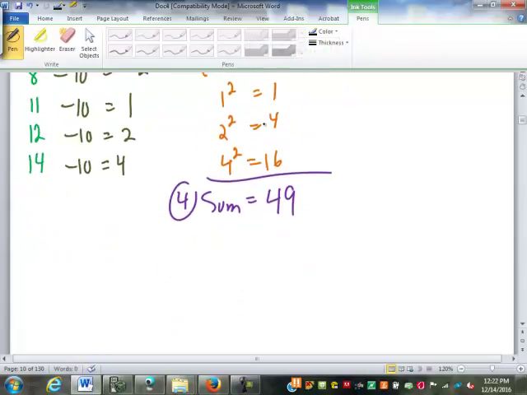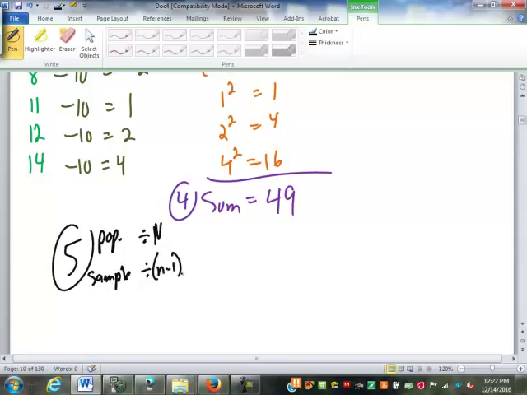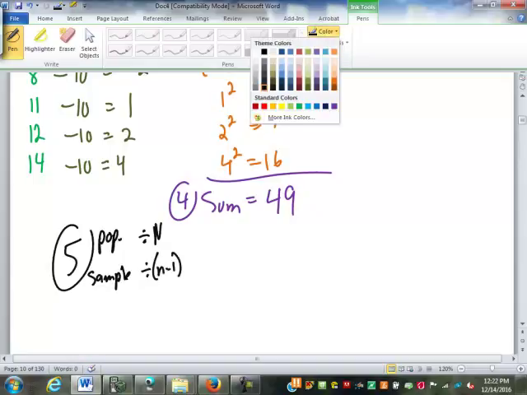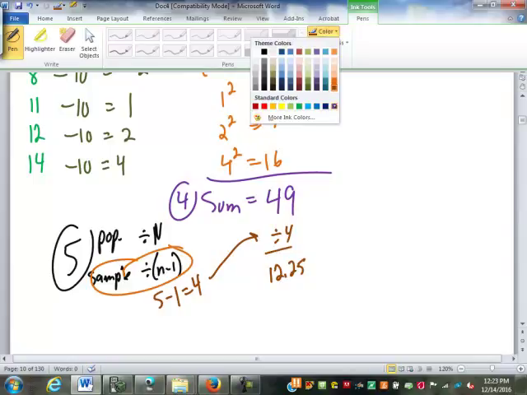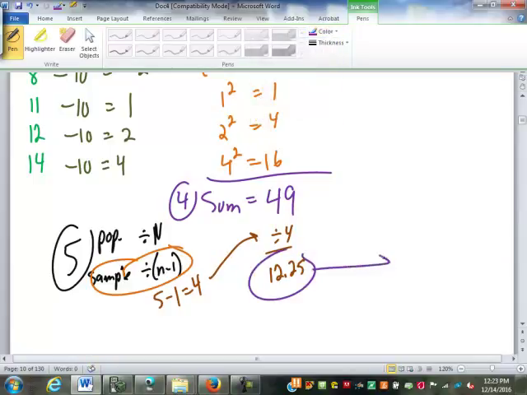Step 5 is where it might be different. If it's a population, you divide by n. If it is a sample, you divide by n minus 1. So we're going to assume this is a sample. And so since the sample size is 5, 5 minus 1 would be 4. So we're going to divide by 4 here, which will give us 12.25. This number right here is what would be called the variance.